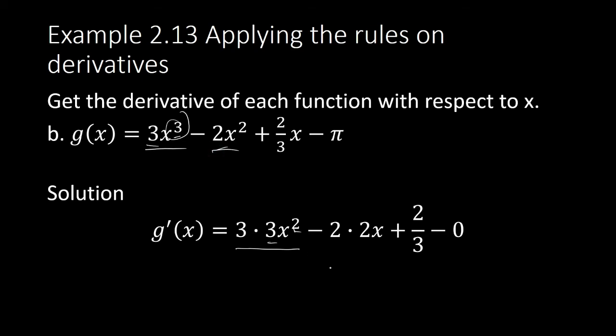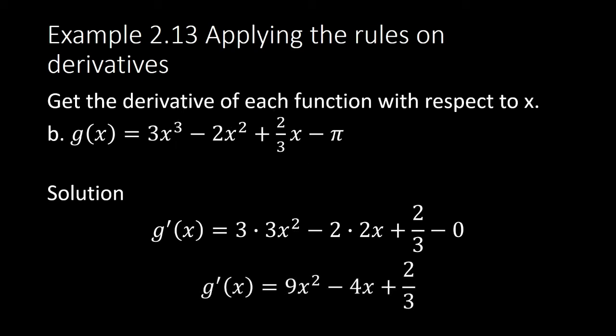Now let us go to the second term. Again, we just leave the 2, so we bring down 2, and then we subtract 1 from the exponent of x. 2 minus 1 is 1. And so the derivative of our second term is this. You can look at this as a simple linear function, and the derivative of that with respect to x is just 2/3. This one is a constant, pi, and the derivative of that with respect to x is just equal to 0. So g prime of x is equal to 9 times x squared minus 4x plus 2/3.